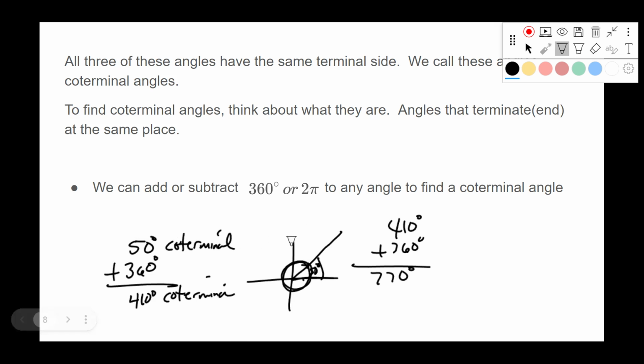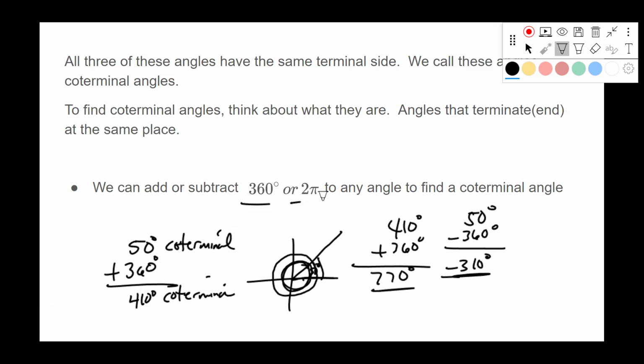Okay? But what if instead of going counterclockwise, I went clockwise, this way? But then I'd have to subtract 360. So if I started on 50 and I subtracted 360, I'd end up at negative 310. Negative 310 is coterminal to 50. It's coterminal to 770. It's coterminal to 410. So to figure out any coterminal angle to a given angle, you add or subtract 360 degrees or 2 pi, depending on whether or not it's in radians or degrees. Remember, 2 pi is one full revolution, one trip around the circle, 360 degrees.